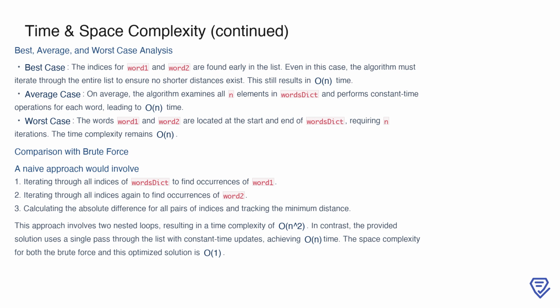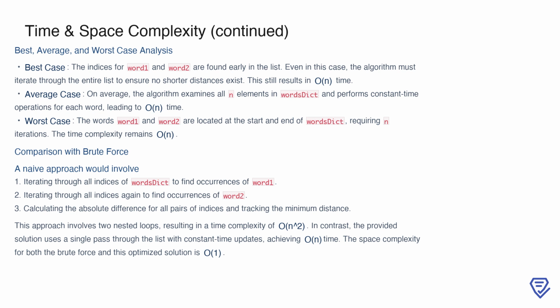Next, we consider the best, average, and worst-case scenarios for this solution. In the best case, the indices of word 1 and word 2 are identified early in the list. However, the algorithm still needs to iterate through the entire wordsList to ensure there are no shorter distances, so the time complexity remains O(n). In the average case, the algorithm processes all n elements, performing constant time operations for each, which again leads to O(n) time. For the worst case, where word 1 and word 2 are positioned at opposite ends of the list, the algorithm must still traverse all n elements, retaining a time complexity of O(n).